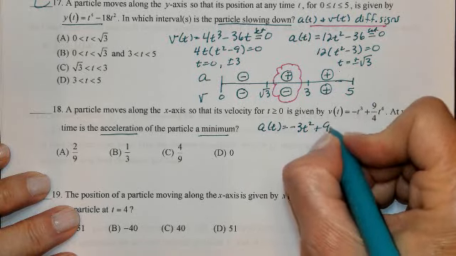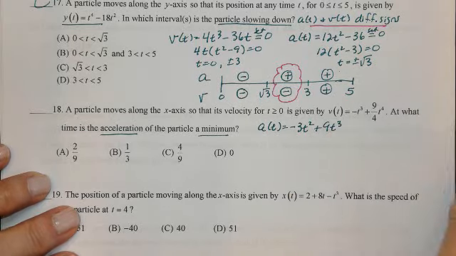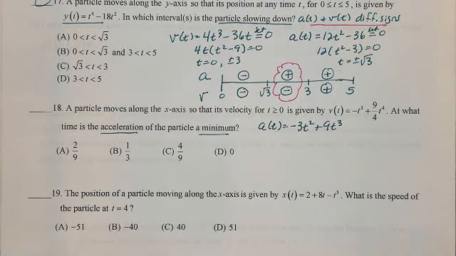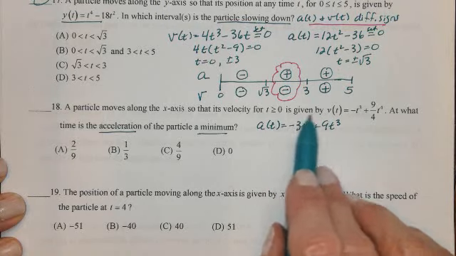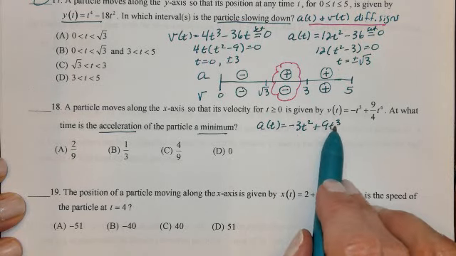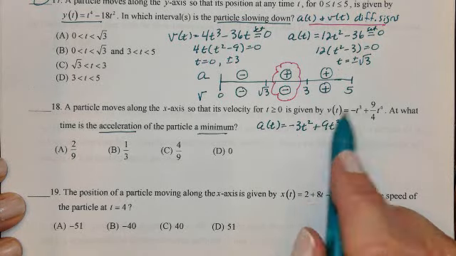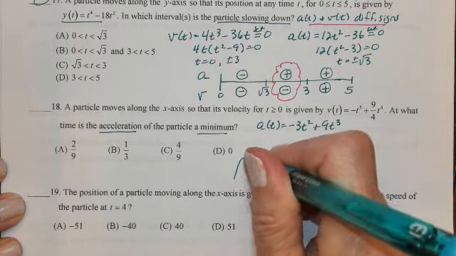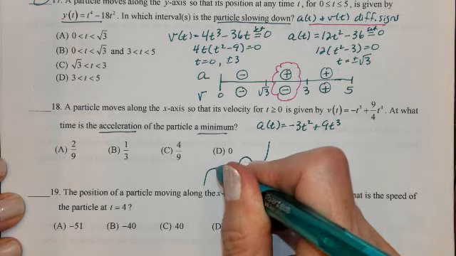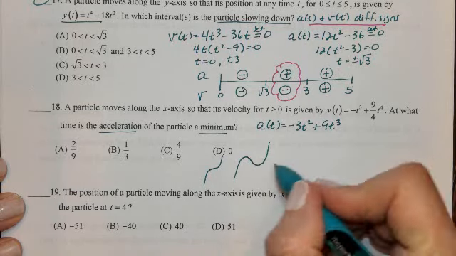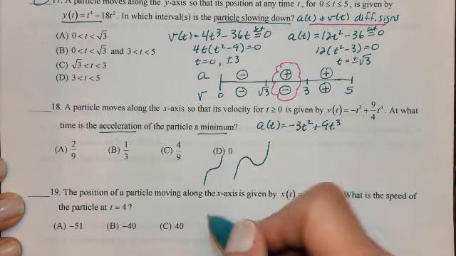plus 9t cubed, right? So just to get a feel of what's going on here, if we were to graph this, we kind of know what a positive cubic equation looks like, right? A positive cubic equation looks like this. That's one possibility, or it could be like that, right? But that's the general shape of a cubic, right?